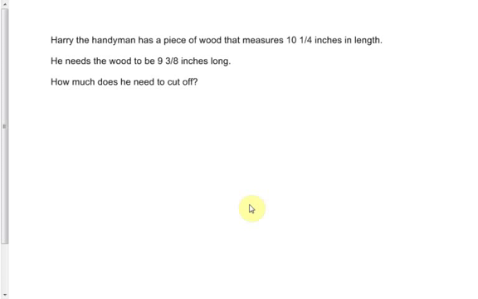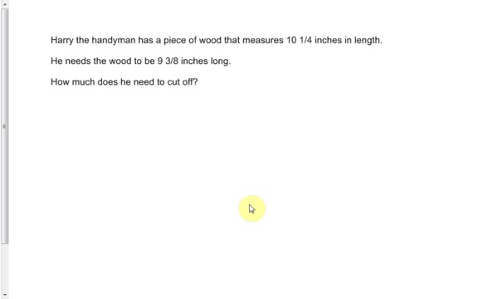Okay, so here's the type of word problem that you might be expected to do in real life to do with fractions. So here's our scene. Harry the handyman has a piece of wood that measures 10 1/4 inches in length. He needs the wood to be 9 3/8 inches long. How much does he need to cut off?